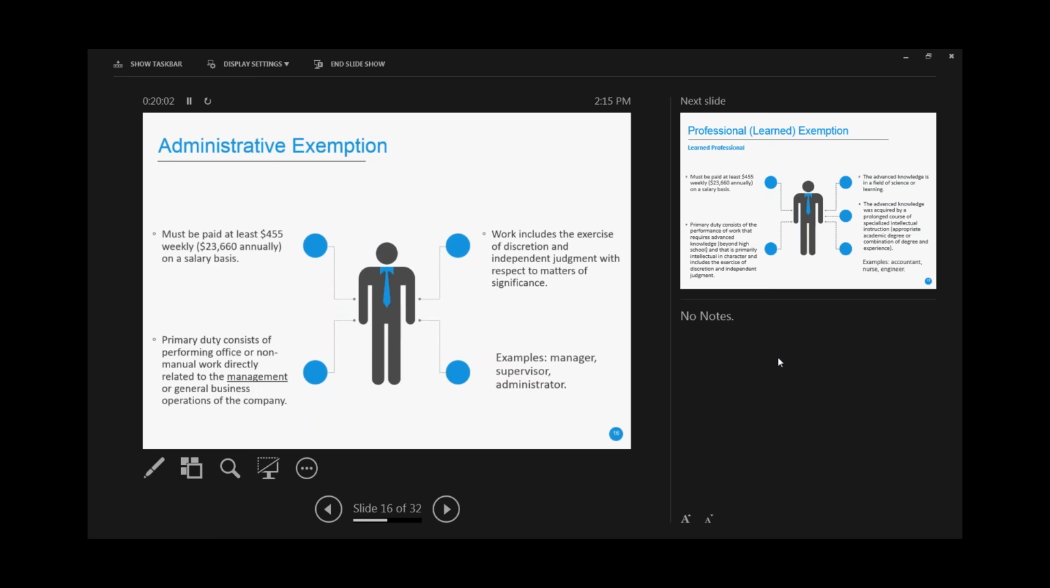The primary duty for the employee being considered for the administrative exemption must consist of performing office or non-manual work directly related to the management or general business operations of the company. So what does management mean?